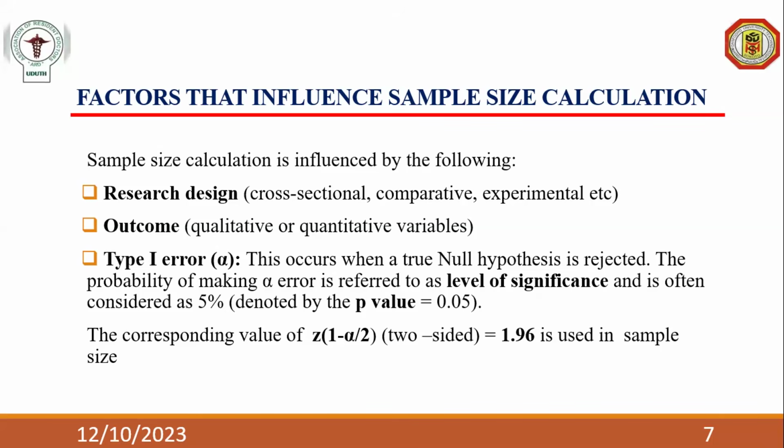So that is why we now include this type 1 error as one of the factors that influence sample size calculation, because we are using Z in sample size, and this Z is dependent on type 1 error, or the probability of making a type 1 error.